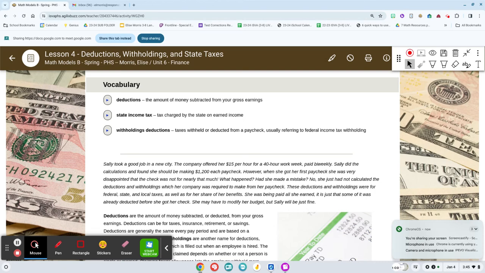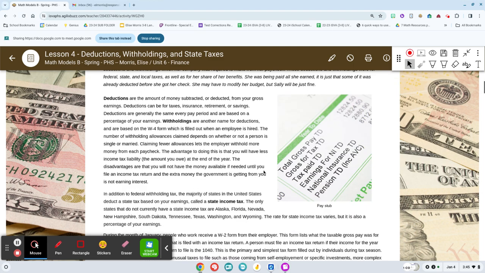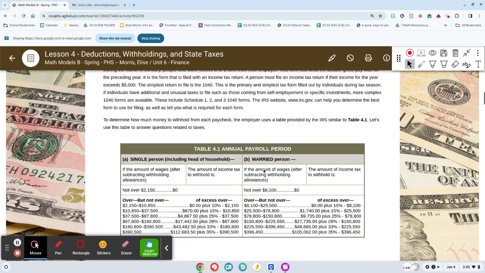All right, this is Unit 6, Lesson 4. We're going to be looking at deductions, withholdings, and state taxes. Make sure you jot these down real quick, or take a screenshot and put them in your virtual notebook so that you have them in case it is on the test. All right. Let's go down.